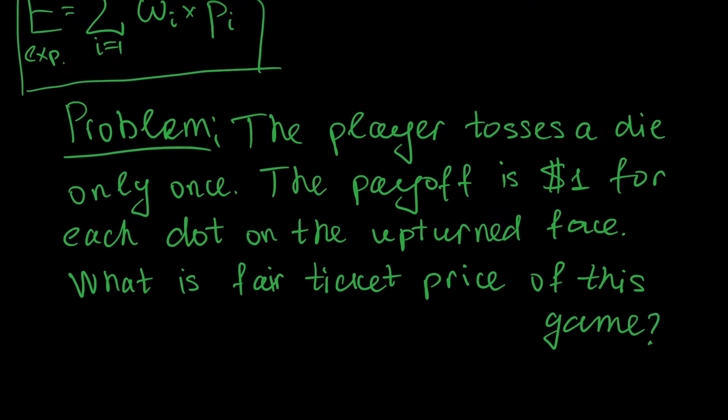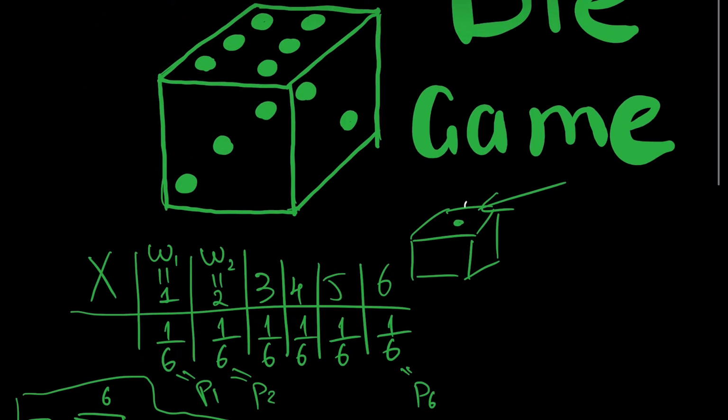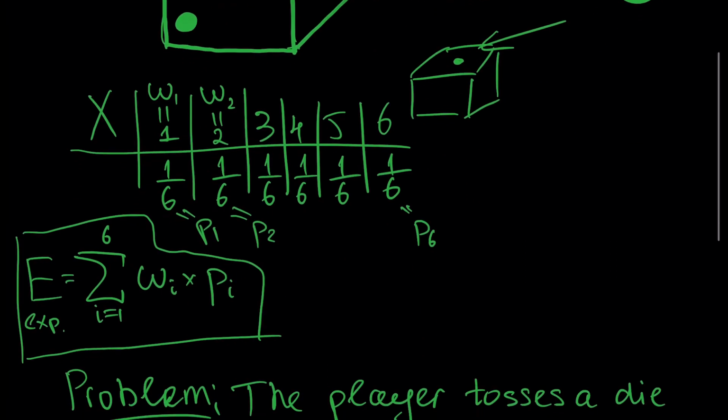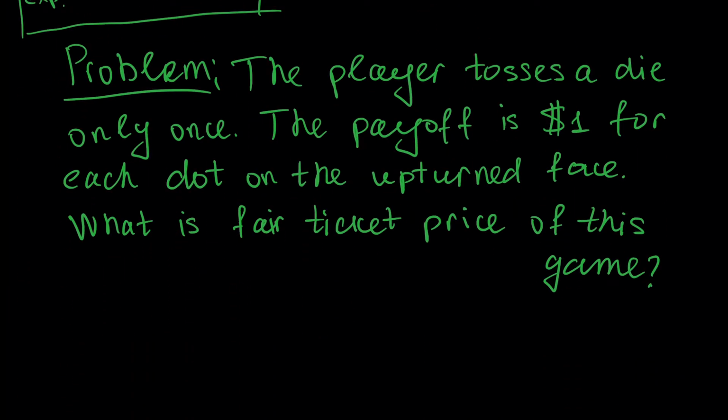So once again, the player tosses a die only once, and the payoff is $1 for each dot on the upturned face. For example, if we have 1 here, we receive $1. If we have 6, we receive $6. So this is the game. Of course, you make money playing this game, and we have to find the fair price of this ticket.